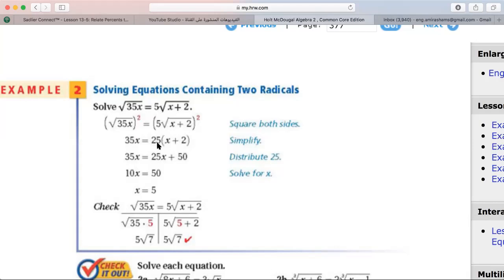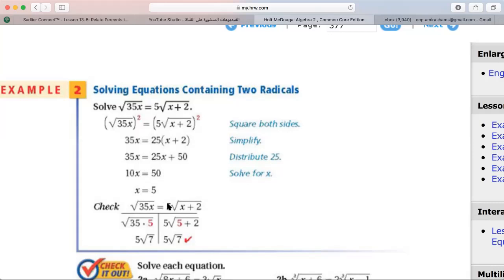And then I'm going to distribute again 25 upon x and upon 2. So it will be 25x plus 50. So I'm going to collect all the x's on one side and the numbers on another side. So subtract 25x from both sides. So it will be 10x is equal to 50. Divide both sides by 10. So x is equal to 5.